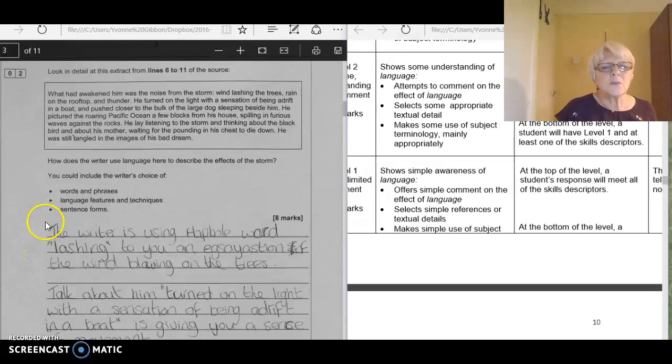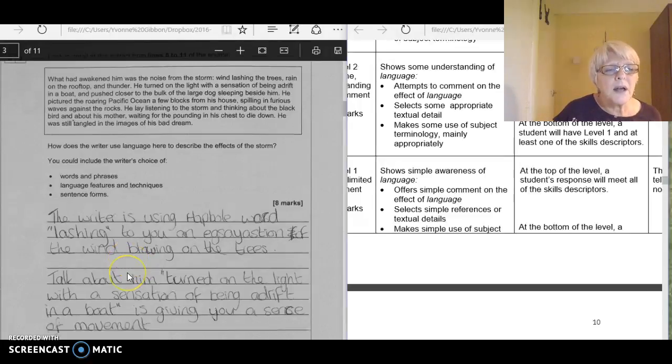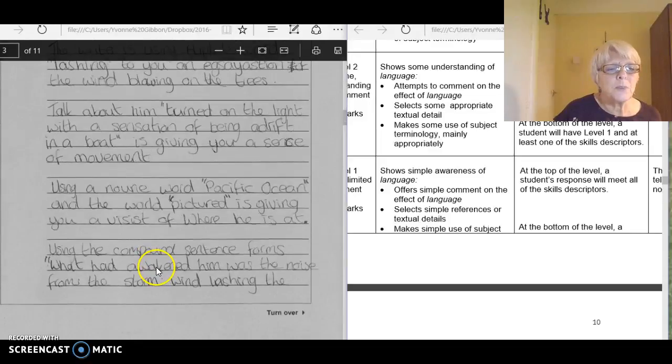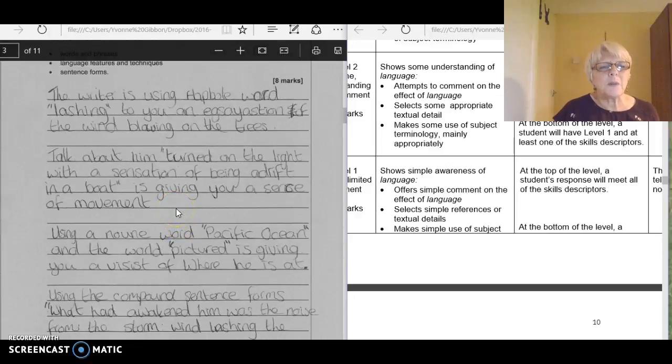You've made some good use of the subject terminology, most of which is accurate, and you've included a quote for each of your points. However, the analysis of the language used is a bit basic, really. You need to develop that a little bit more to gain better marks. I think looking at it as it is now, it's going to be 2 out of the possible 8 marks for this question.